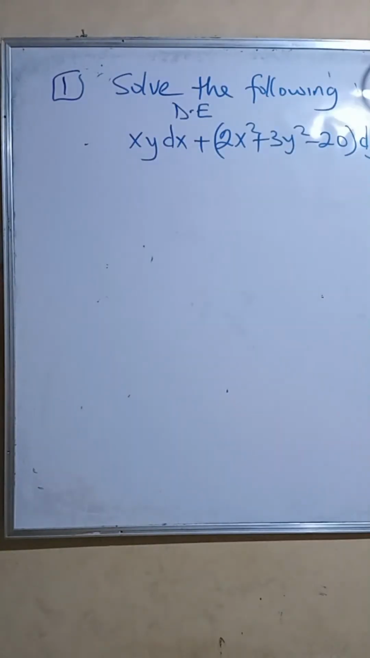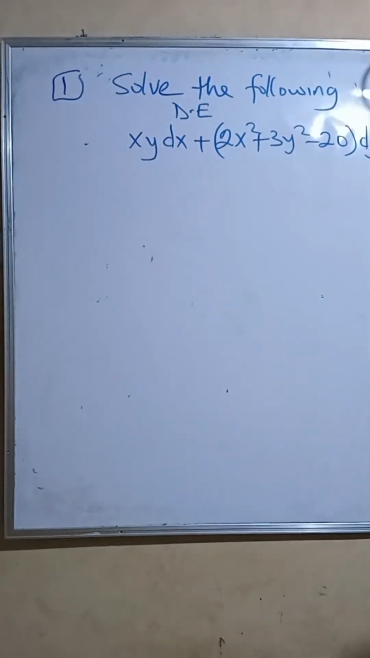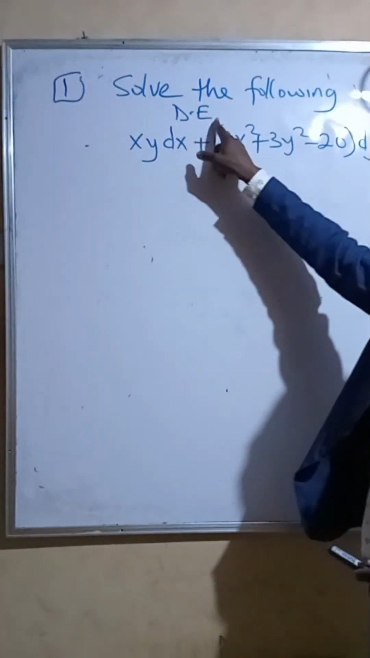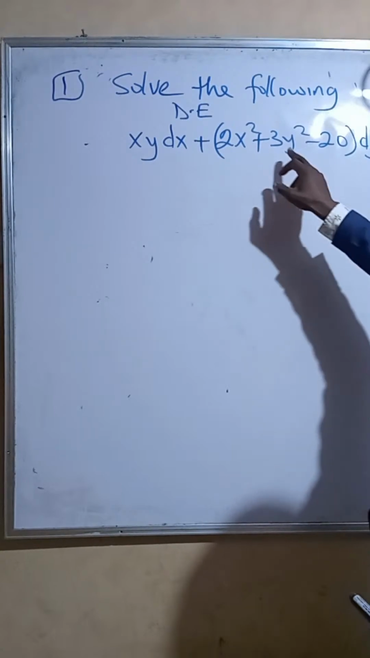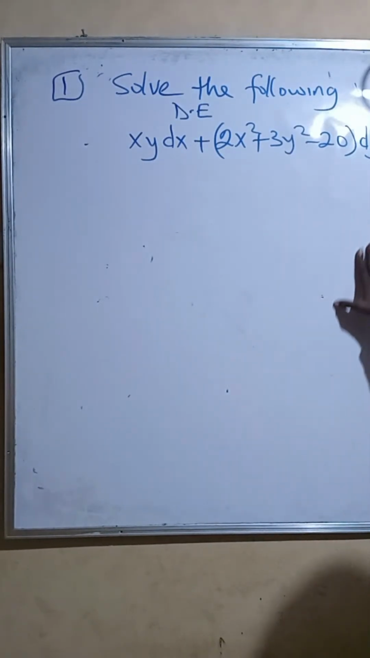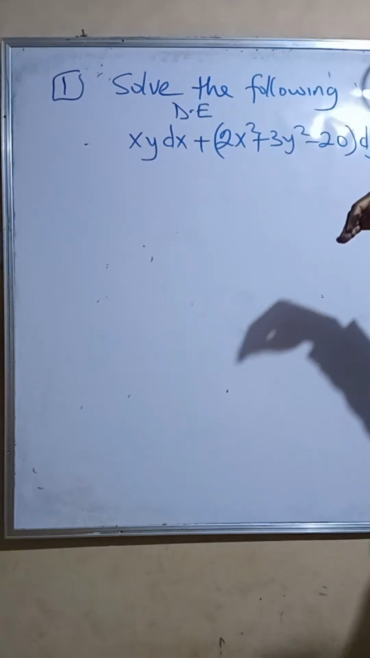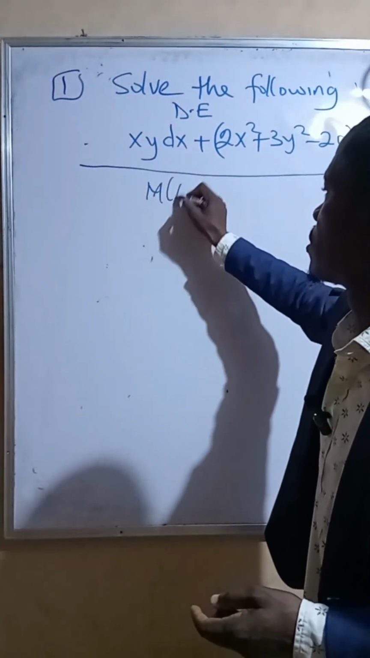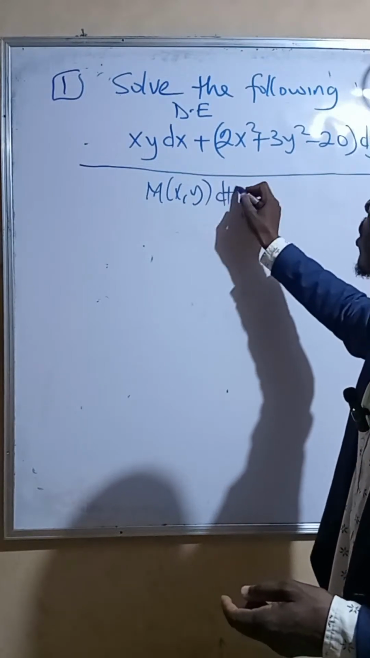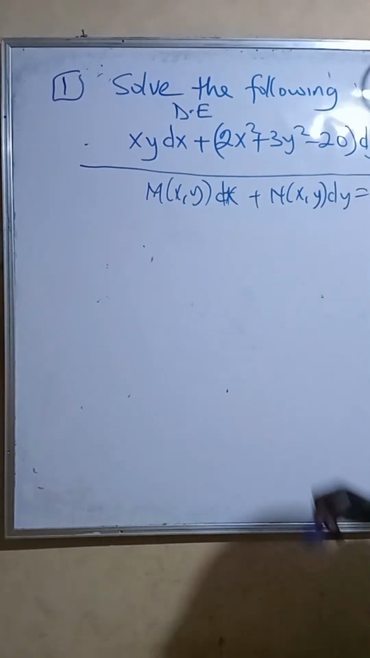Let's see questions. Solve the following differential equation. We have xy dx plus (2x squared plus 3y squared minus 20) dy equal to 0. We're just told to solve that, but we follow the standard rules. This is m dx, and then plus n as a function of two variables, dy equal to 0.